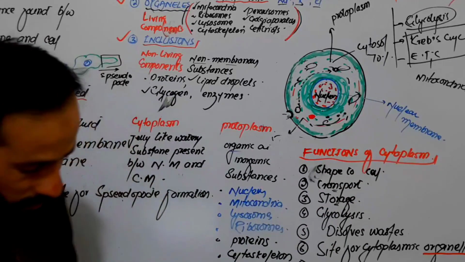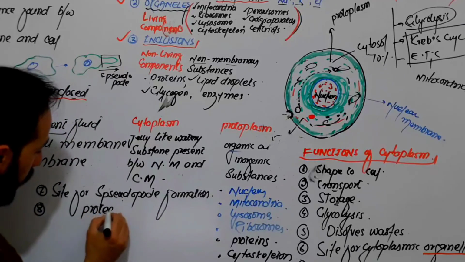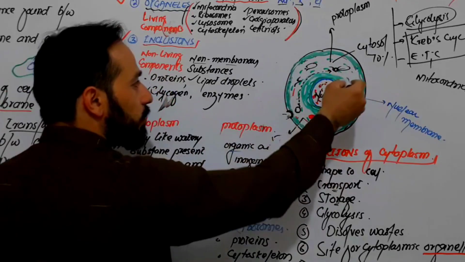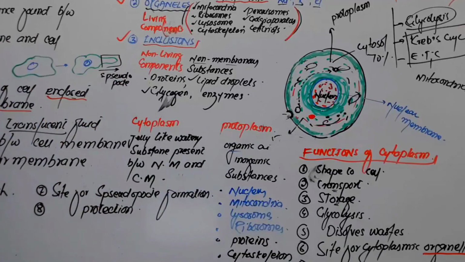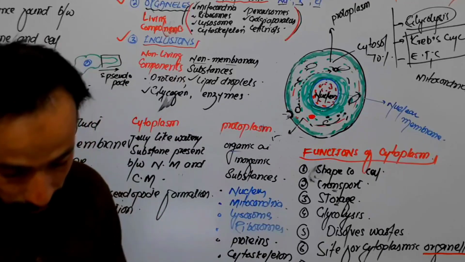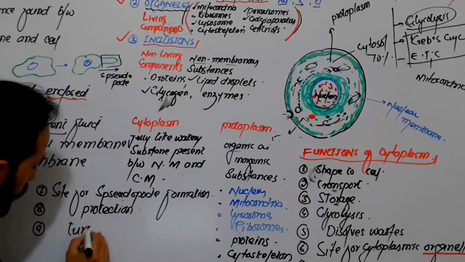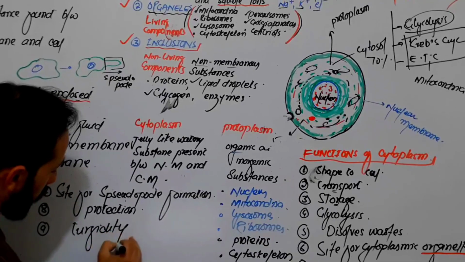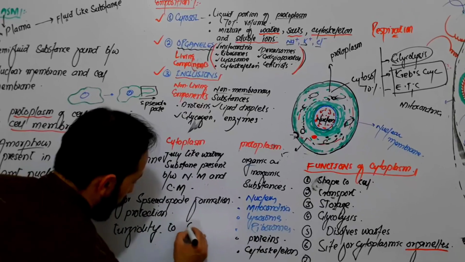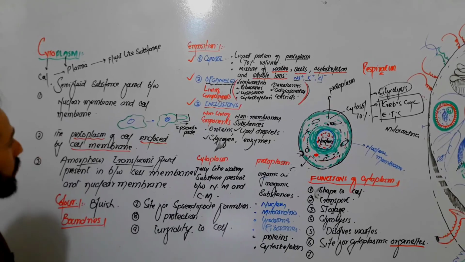This is the function. And the next important function of cytoplasm is protection. Cytoplasm provides protection to the cell. How? It is surrounding the nucleus. So cytoplasm helps to protect the nucleus and the nuclear materials. The next function of the cytoplasm is that it provides turgidity to the cell. So it is in the case of plants. So cytoplasm is a very important part of the cell.